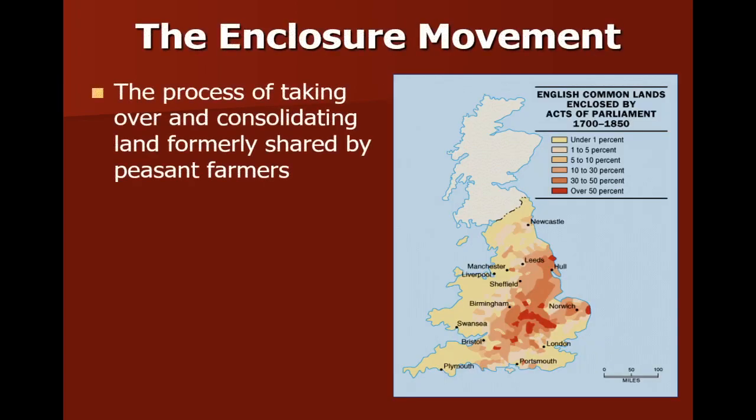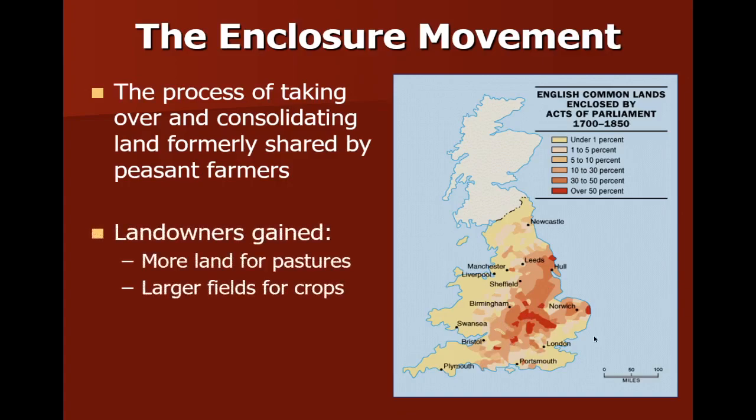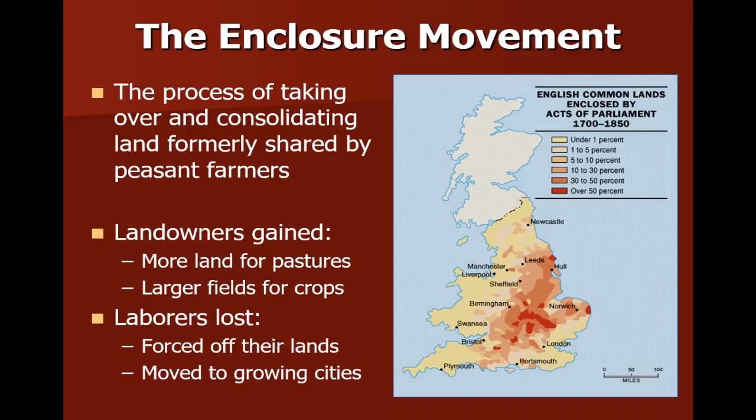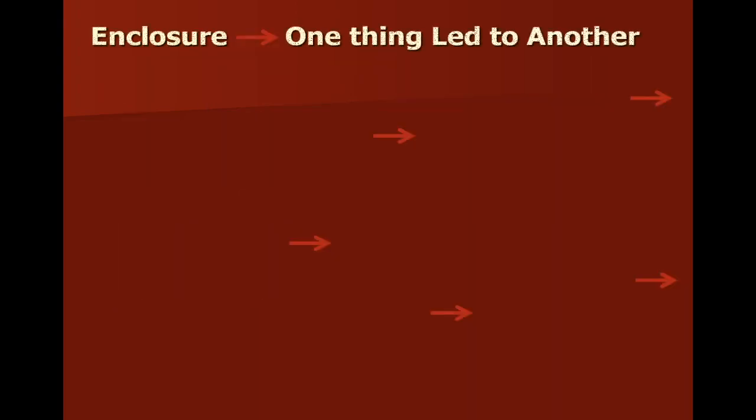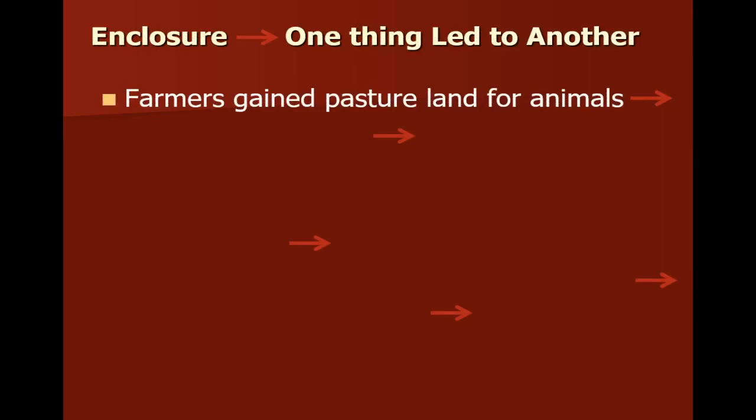So enclosure movement, this is a little bit more of what I talked about earlier. Also notice on this map how the closer you got to the center of England, which is located in Britain, the closer you got to larger towns, more enclosure occurred. So more land for pasture, larger fields for crops. Now think about this, something that laborers are going to lose, they're forced off their land, and then because they need work, they're going to move to growing cities. So one thing leads to another with enclosure movement.